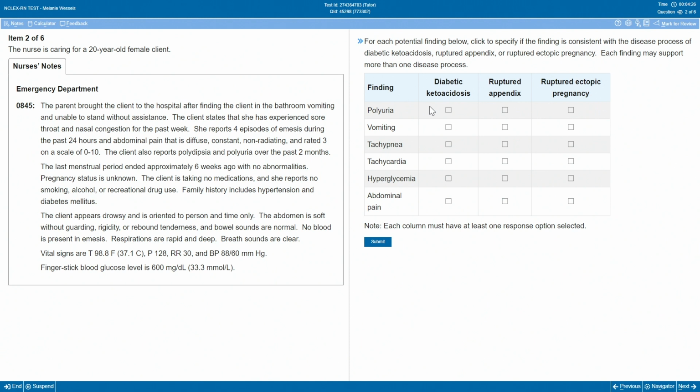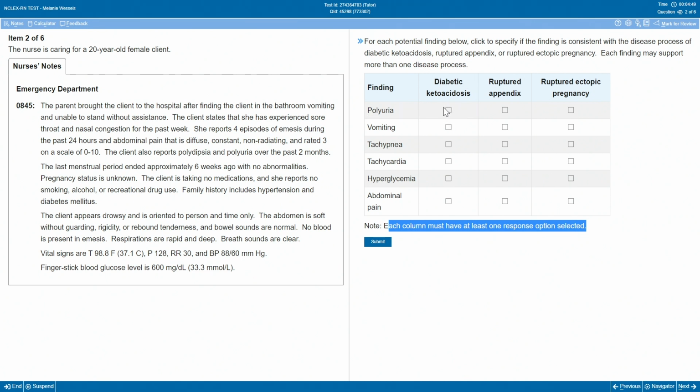The way that they've described it to us is that each column is a SATA question, a select all that apply. And then here you can see it says you must have at least 1 response for each column. So I would treat it as 3 SATAs all squashed together here. But starting off with DKA, we'll just see if each of these applies to it.